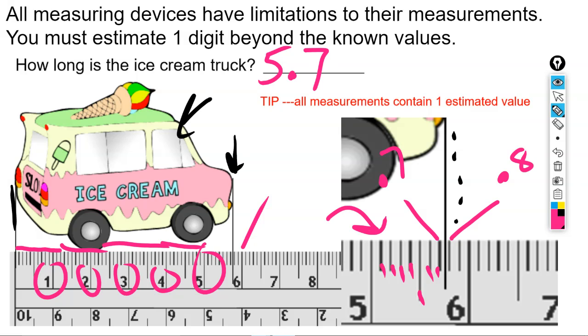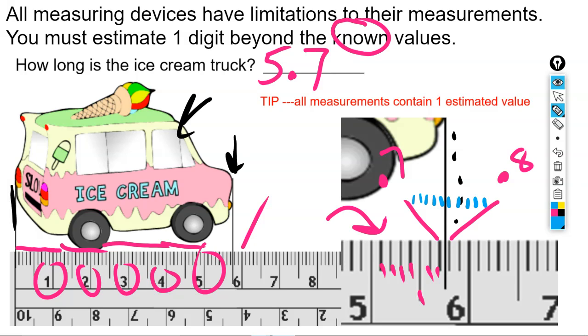So those are our known values. We've got to find our known values and then estimate one digit beyond that. So within this space between 5.7 and 5.8, we imagine 1, 2, 3, 4, 5, 6, 7, 8, 9, 10. We imagine that there's 10 more little lines in there, and then we estimate where it would fall in that region. To me, this right here looks like it's around 0.05 or 0.06, halfway. We all know half is 0.05, right? So our estimated digit would be maybe 5 or 6.